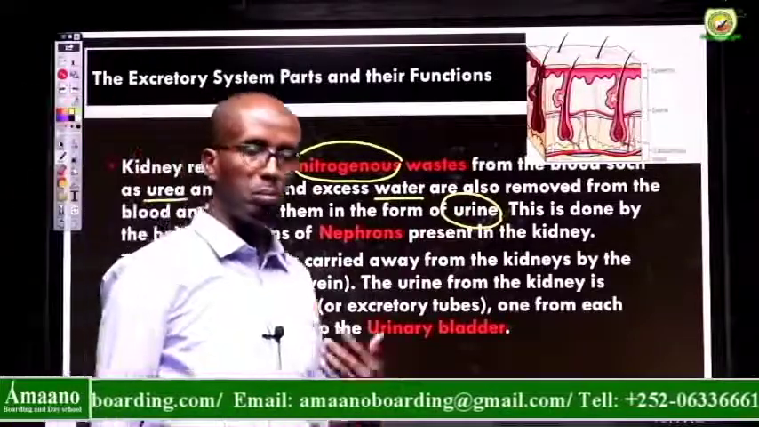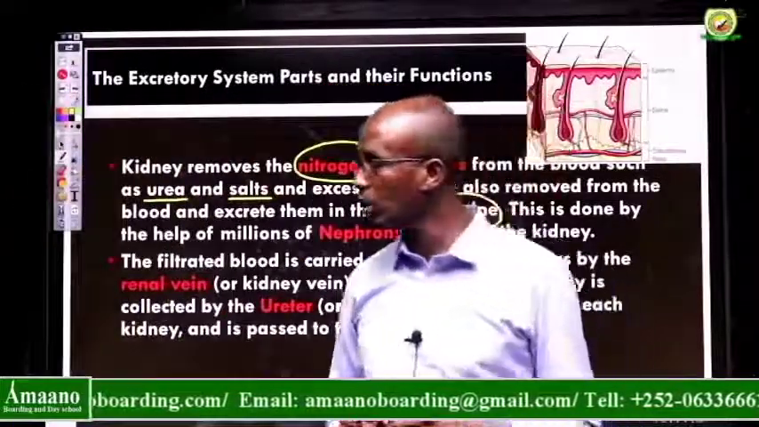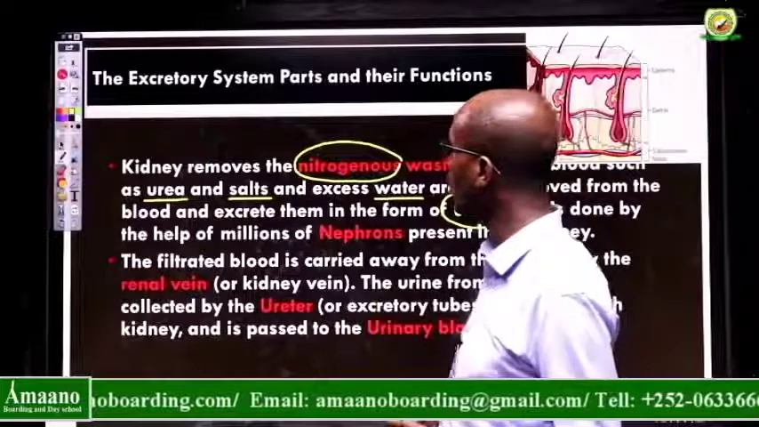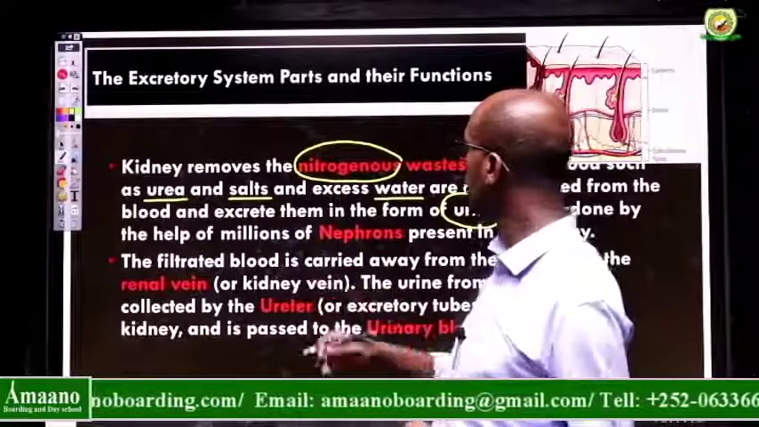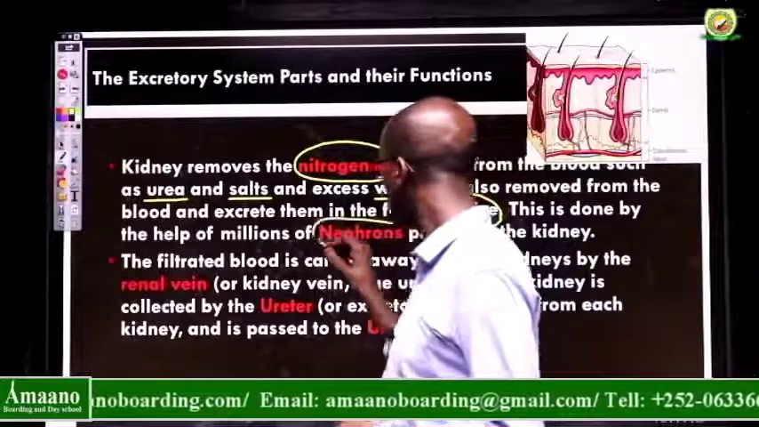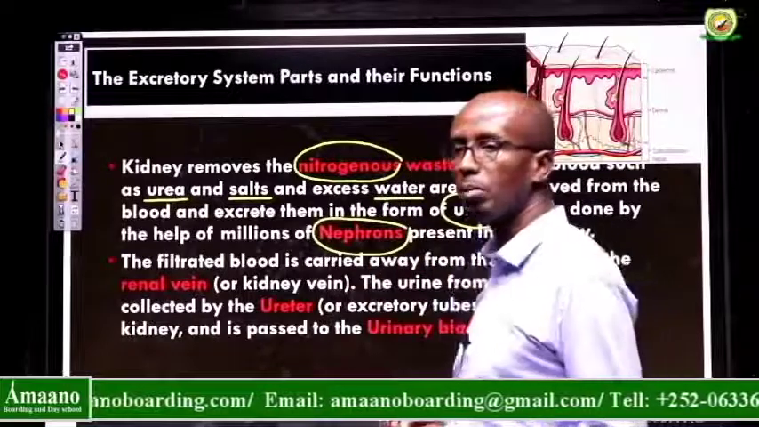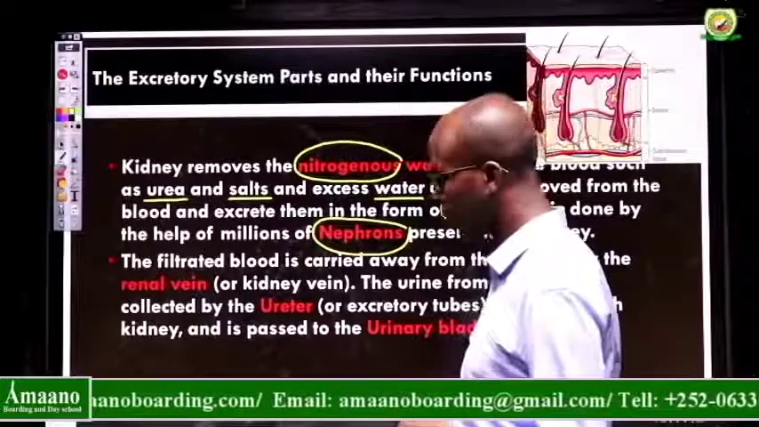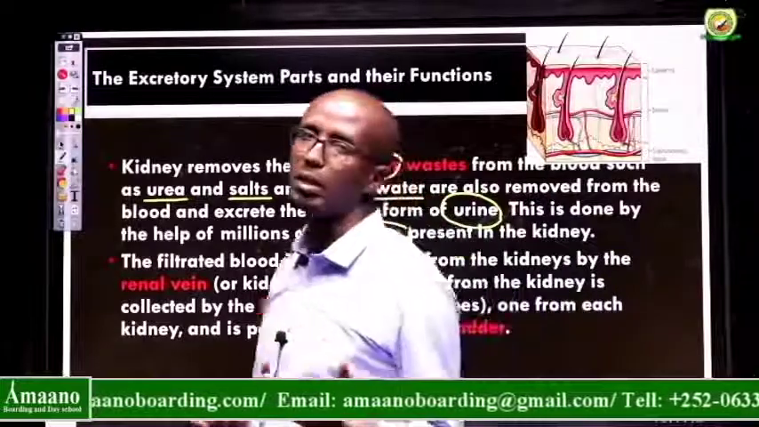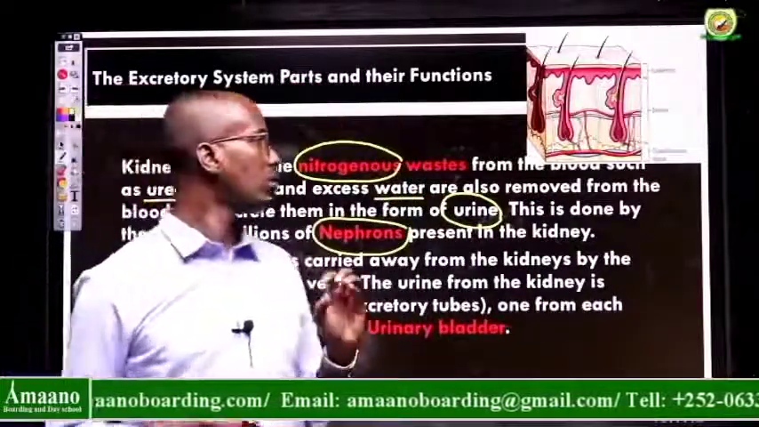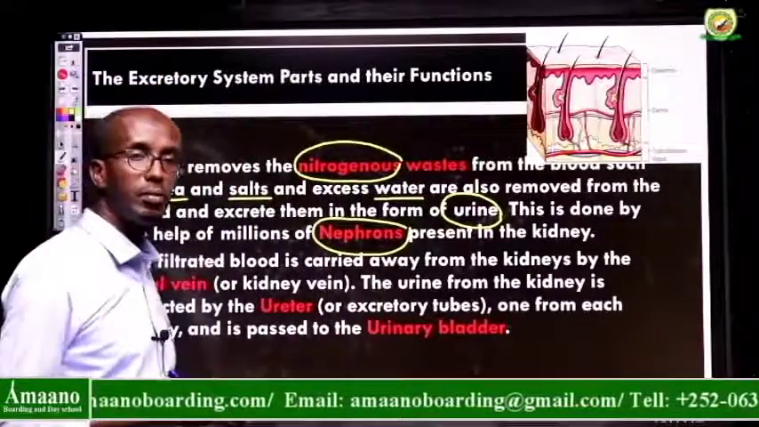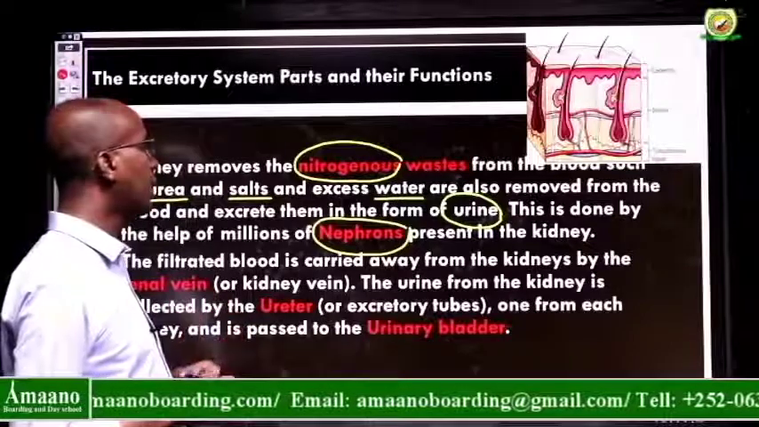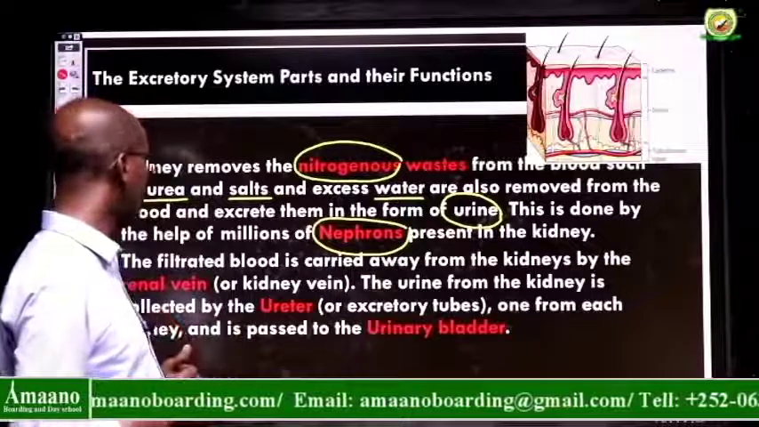Urine contains a lot of different wastes. This is how your kidneys remove the wastes from the body. This is done with the help of millions of nephrons. A nephron is the building block of the kidney. Some say there are roughly 7 million nephrons per kidney. The filtered blood is carried away from the kidneys by the renal vein.